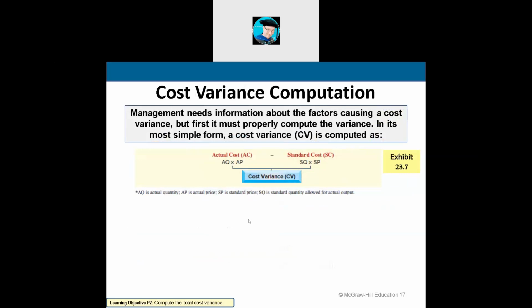How do we compute the variances? Well, we're looking at the actual cost and we subtract the standard cost to get the variance. That's the easy way to do it. It's a little bit more complex than that. But very simply put, actual cost minus standard cost equals cost variance. That's easy. But you got to know, how do you get actual cost and standard cost?